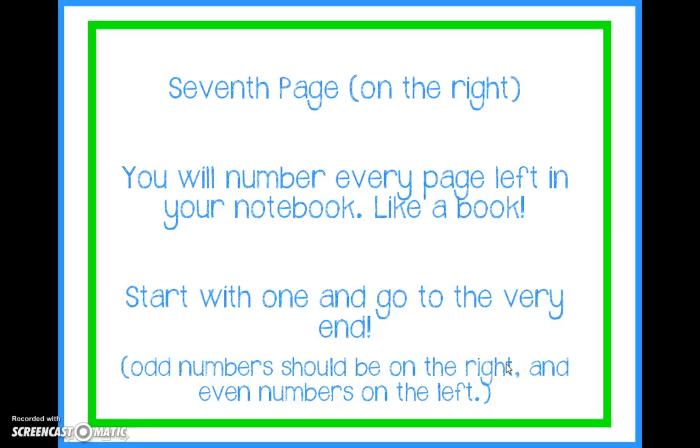Alright, then mine is on the 7th page, and yours should be too. That 7th page is now blank on the right. Now you're going to number every page left in your notebook like a book. You're going to start with 1 and go to the very end. So actually this 7th page that we're on now is going to be your number 1 page. Your odd numbers will be on the right, and your even numbers will be on the left.